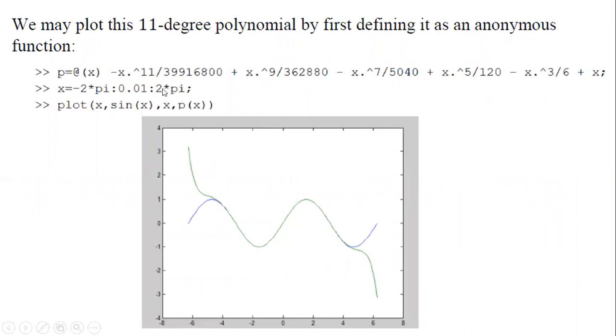So we can plot this 11th-degree polynomial by first defining it as an anonymous function. So we define our p of x in this form. Then define our x from negative 2 pi to positive 2 pi with an increment of 0.01. So using the plot command, we can plot here. Of course we define our x, the sine x. Then the second function will be in polynomial form as p of x. So the blue solid line represents sine x, and I think this is green. So the green one represents p of x.